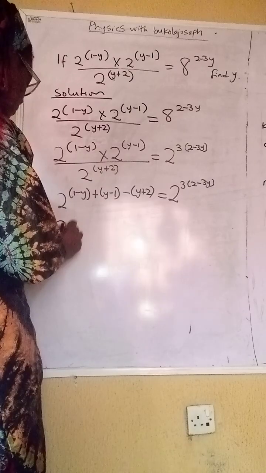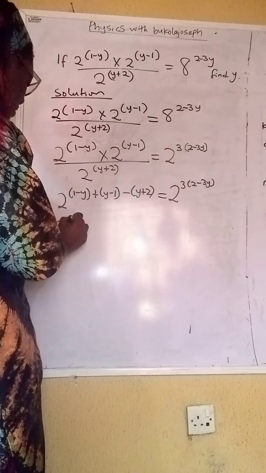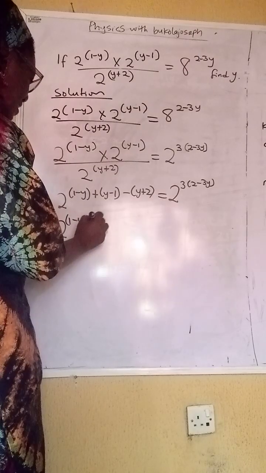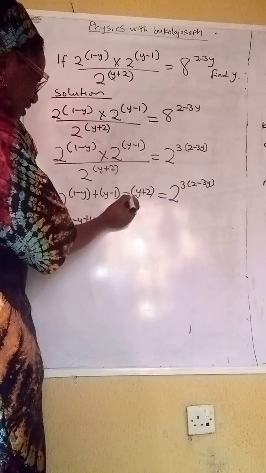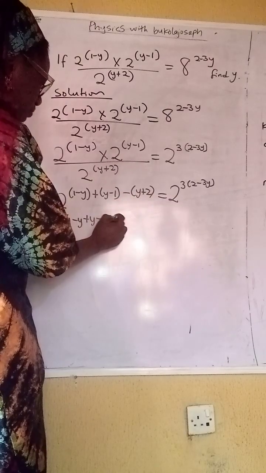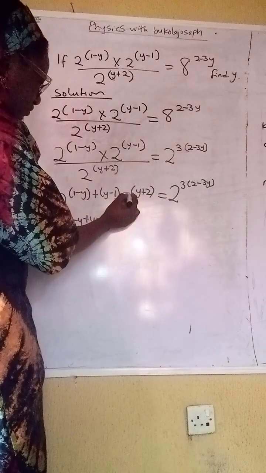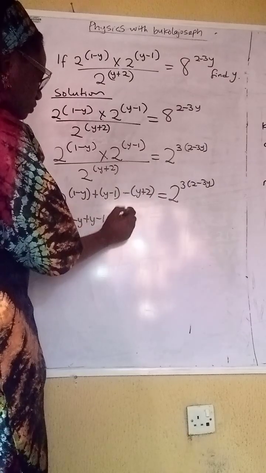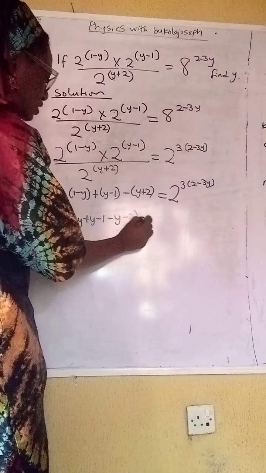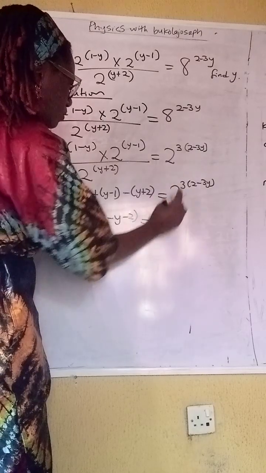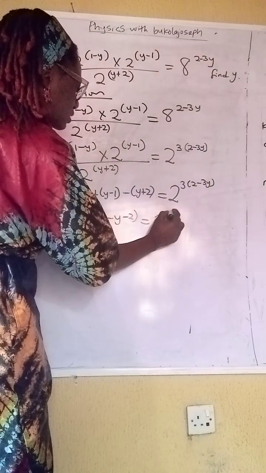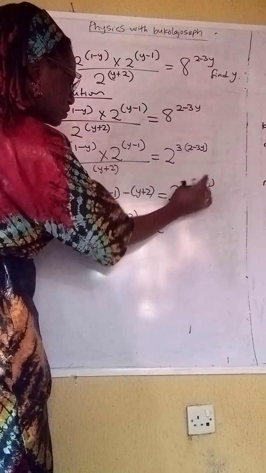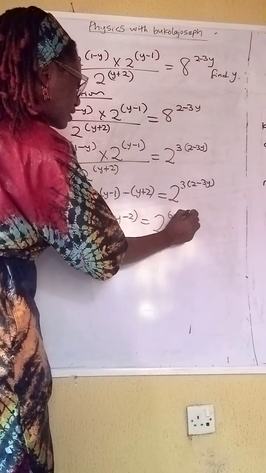So we have 2 raised to power 1 minus y plus y minus 1. This is minus. So if we open the bracket, this becomes minus y. Take note of this minus. So if we open this bracket, this becomes minus 2. So it is equal to 2 raised to power, 3 times 2 will give us what? 6. 3 times minus 3y. Remember, it's a minus. So we have minus 9y.